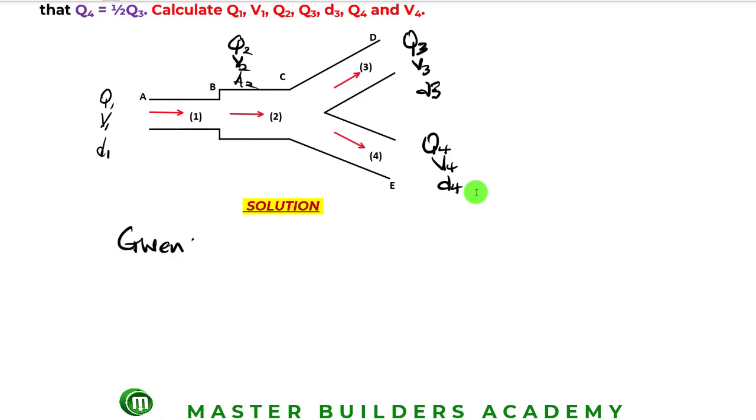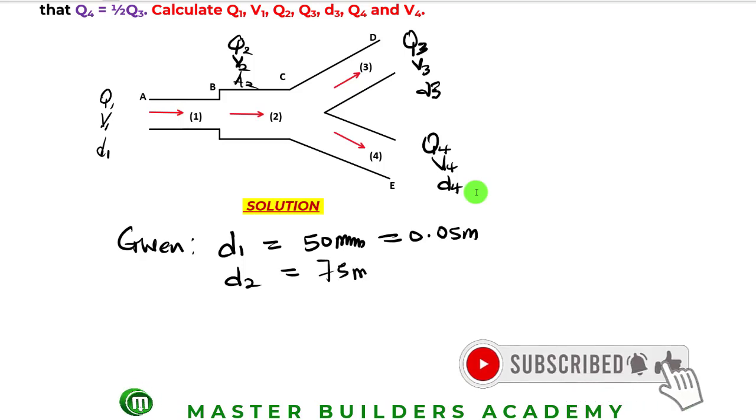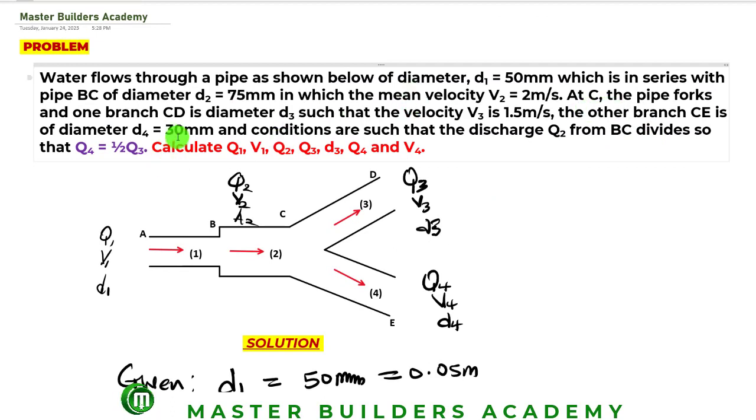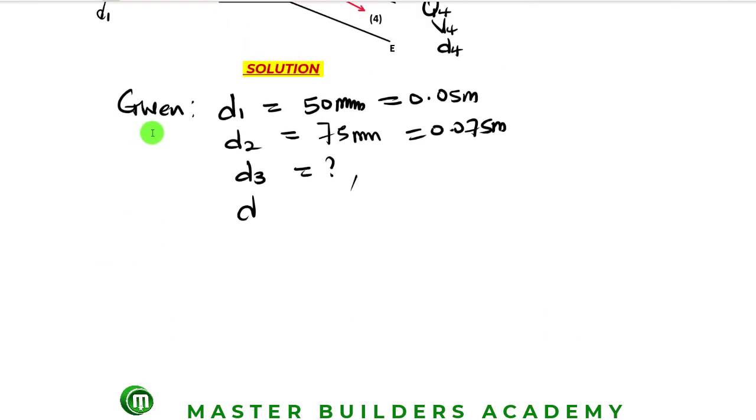So given that D1 is given as 50 mm, which is equivalent to 0.05 meters, then D2 is given as 75, as you can see from the question, 0.075 meters. Then D3 is not given, and we're asked to look for that. And then D4, as we can see from the question again, is given as 30 mm. Now if we convert this to meters, it becomes 0.03 meters.